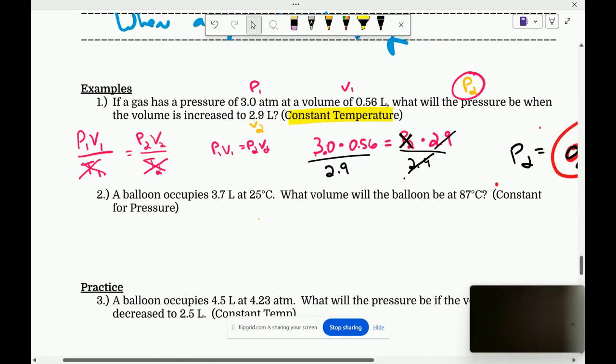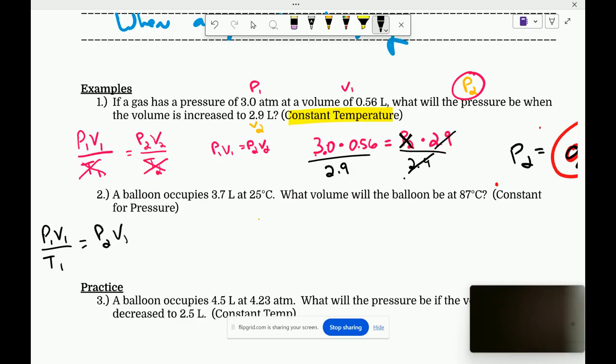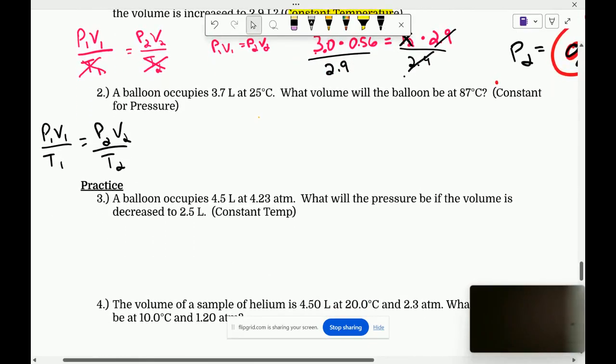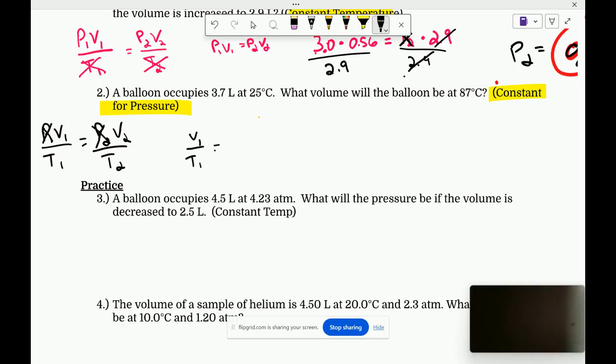Let's do another one. Ready? So every time you start with P1 V1 over T1 is equal to P2 V2 over T2. So the question says this: a balloon occupies 3.7 liters at 25 degrees Celsius. What will the volume of the balloon be when it's 87 degrees Celsius? So I have constant pressure. What do I do when it tells me that variable is constant? Just take it away, right? So just cross it out. We don't need pressure then. So my new equation is going to be V1 over T1 is equal to V2 over T2.